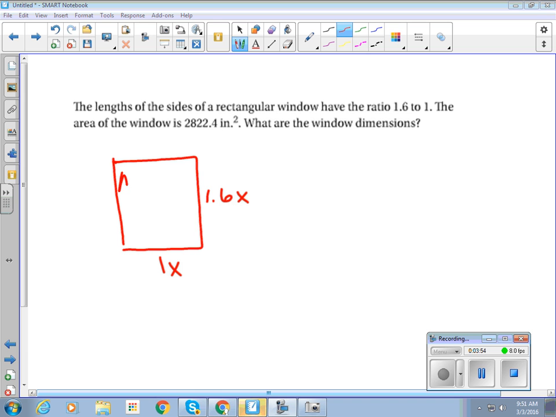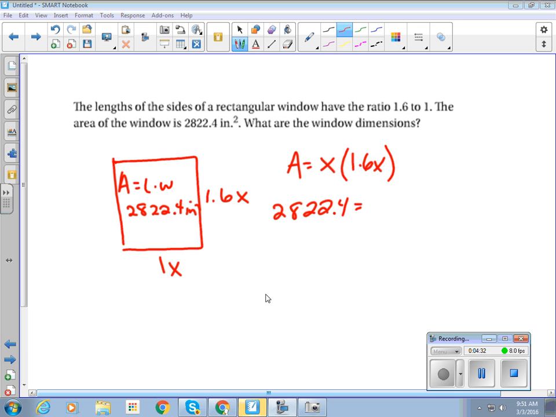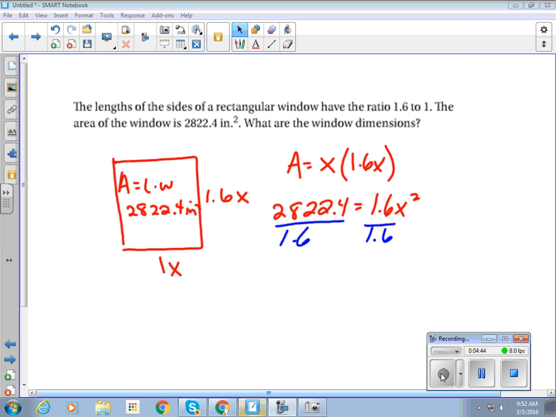And I know that the area is 2822.4. Oh, these are square inches. Square inches. Area is length times width. So if I need a little quadratic equation, I'm going to say my area is equal to x times 1.6x. And we know that 2822.4 is the actual area, equals 1.6x squared. So the next step is to divide by 1.6 because we want the x squared by itself. And I'm going to get this wonderful invention called a calculator. I technically could do this by hand.